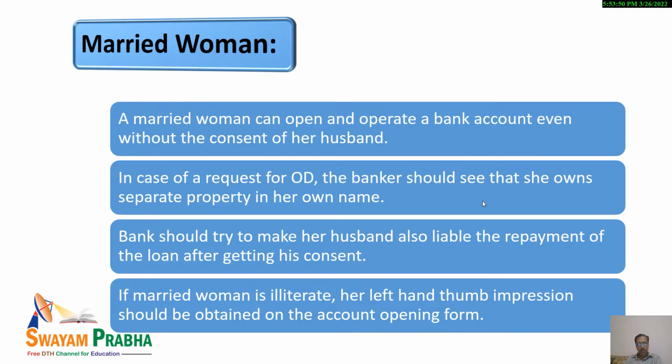And in case a woman still wants such a loan, such a payment, such an overdraft, in that case, the bank should try to make her husband liable. He should be made liable for the repayment of the loan, and his written consent should be taken. And one thing more, if the bank is able to get the signature of the husband, he will be liable. And in case the woman is married and illiterate, then, as I have already told you, the thumb impression should also be taken as per the norms.